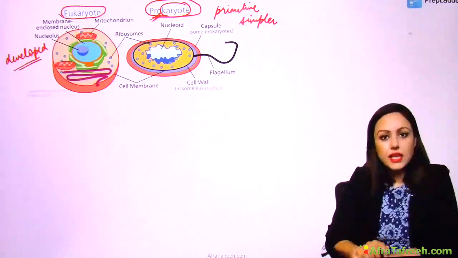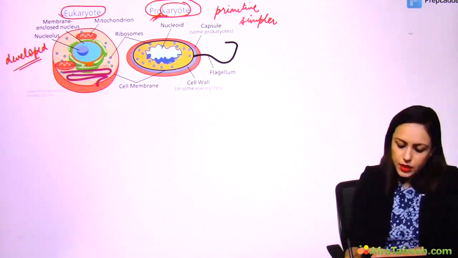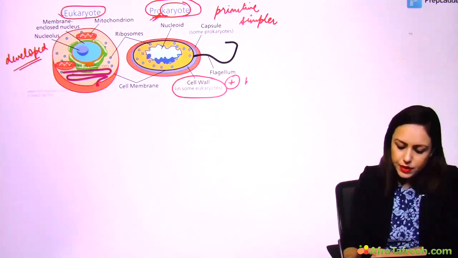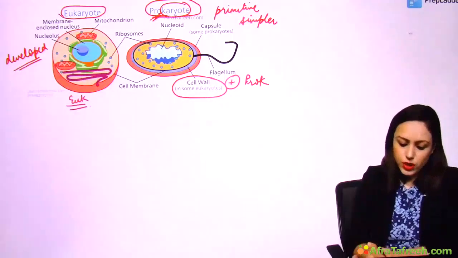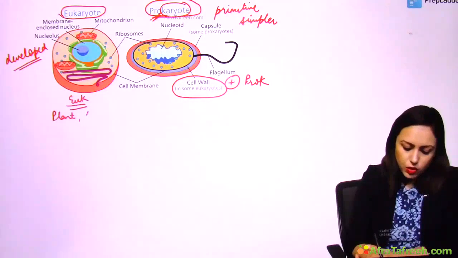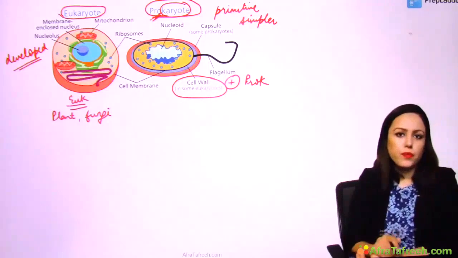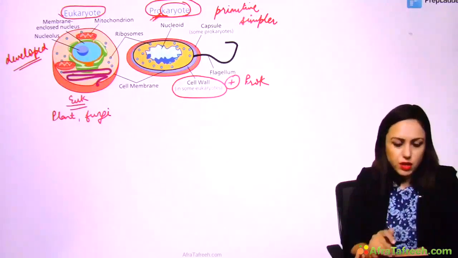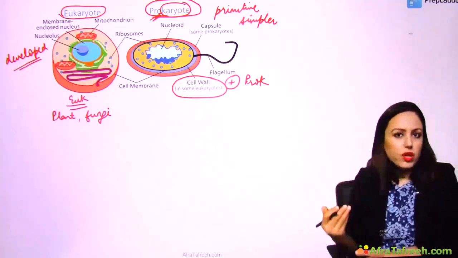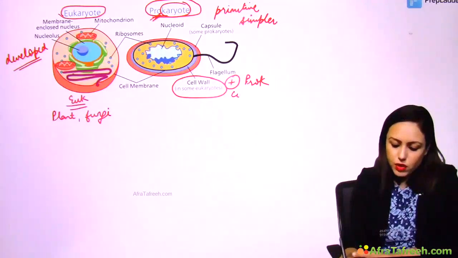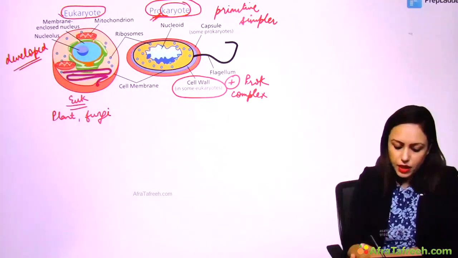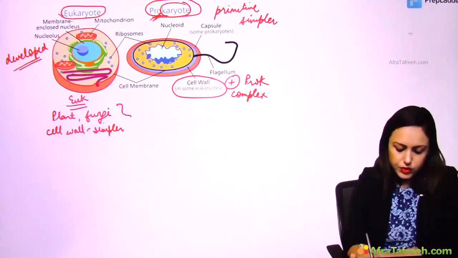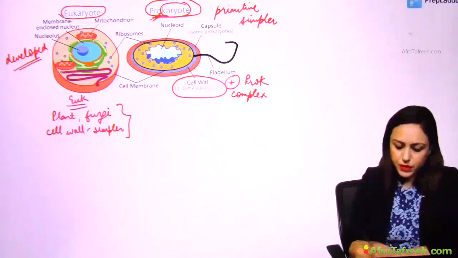Now let's see cell wall and plasma membrane. Cell wall is present in prokaryotes, but in eukaryotes it is only present in plant and fungi. It is not present in human cell. One more thing in cell wall, that cell wall is chemically complex in case of prokaryotes, but cell wall is simpler in case of these eukaryotes where it is present.